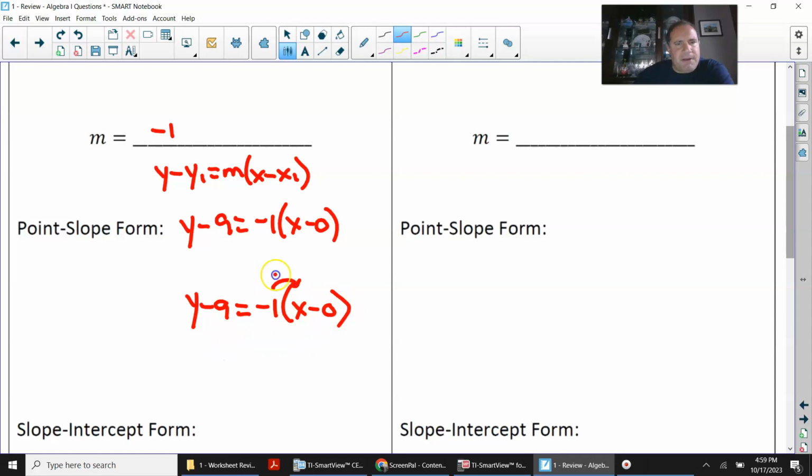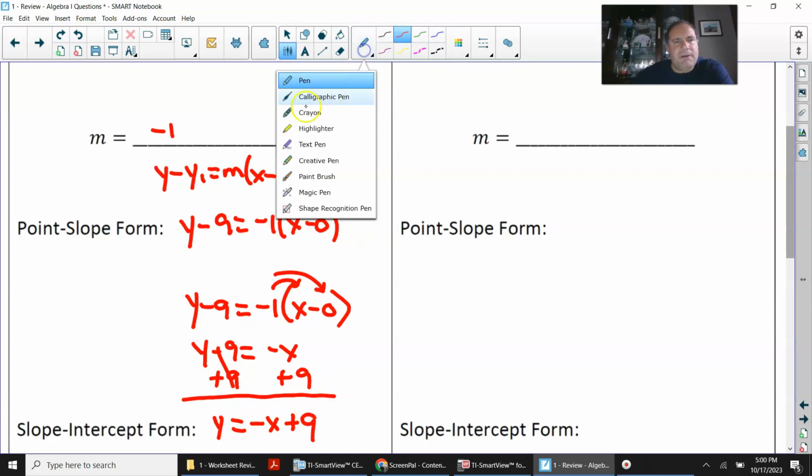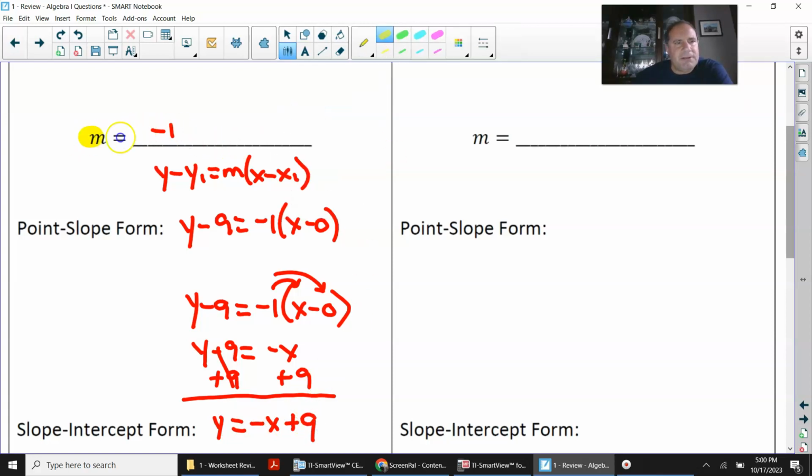I'm going to do the distributive property first to solve for y. This is negative x. Negative 1 times x is negative x, and negative 1 times 0 is 0. You add 9 to both sides, and then the slope-intercept form is y equals negative x plus 9. So again, you have three answers: the slope answer, the point slope form, and the slope-intercept form.